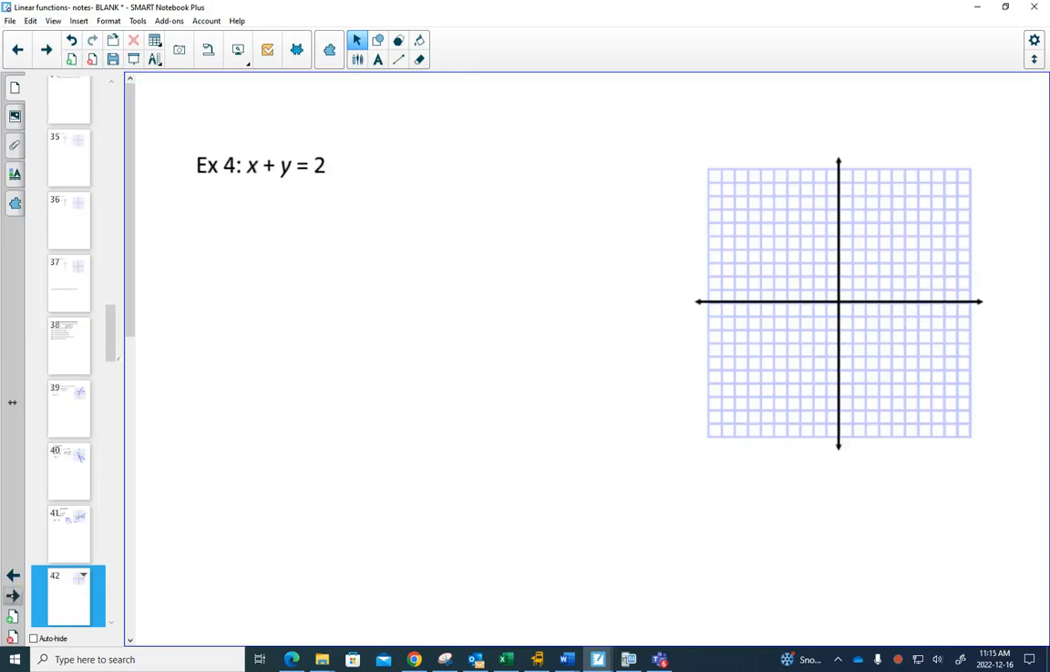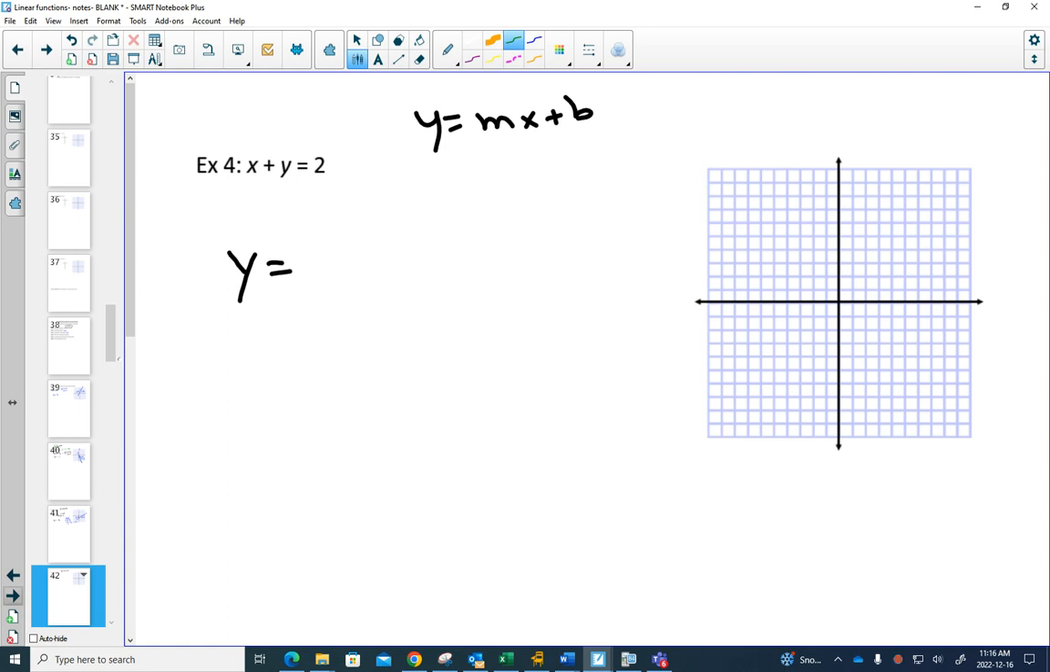Uh-oh. You see that this one doesn't have y equal by itself, so we can't figure out the slope or the y-intercept quickly until we've done that. How hard is it to get y by itself? What would you have to do?